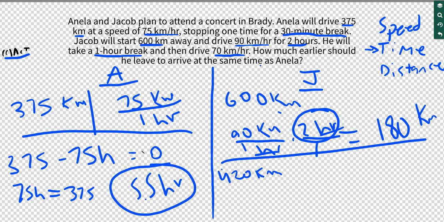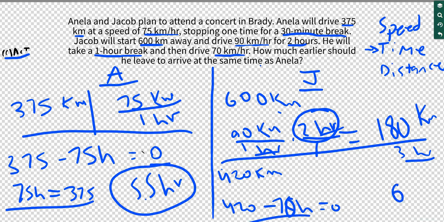So after the 1 hour break, that's 3 hours. I know things look kind of messy, but that's the only thing I can do. Now he's going to go 70 kilometers per hour. It's the same thing as what we did here, so let's do another equation. Once you solve that, just like we did right here, you would get 6 hours. So the remaining takes 6 hours, and we already had 3 hours, so the total time it takes him is 9 hours.